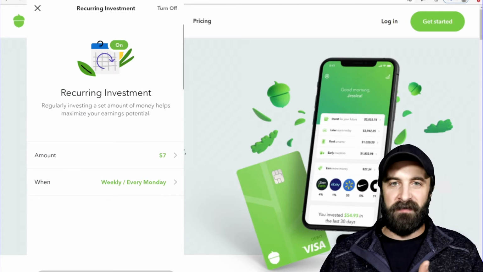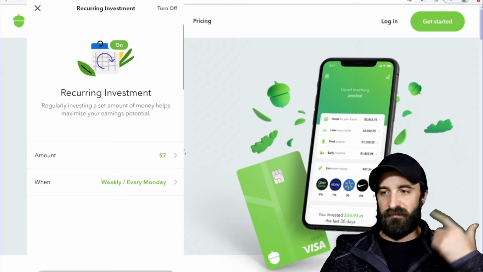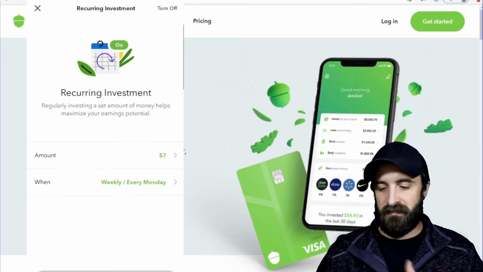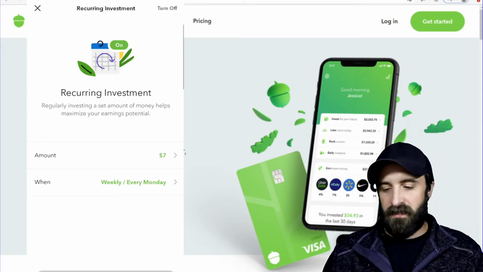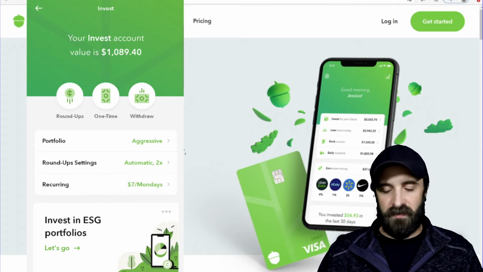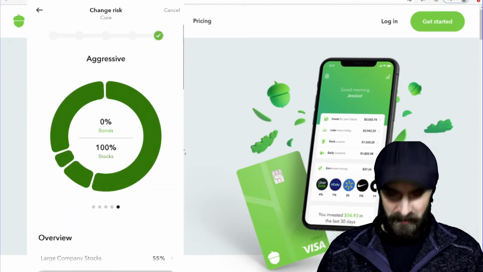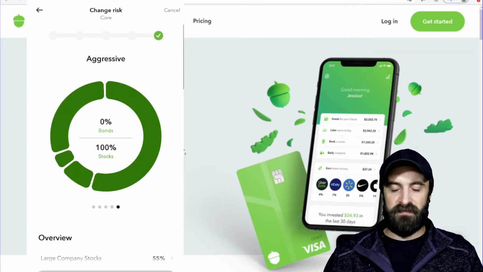So even if I buy something that's an even dollar, it'll invest $2 as a roundup. The recurring investment, I just have it set up for $1 a day. For some reason in my mind, I just like the idea of $1 a day going in there. It doesn't really seem like much, but it adds up over time. And the portfolio I have it set on is aggressive. If we go into the aggressive category here, we can see how it's set up. It's 0% bonds and 100% stocks.